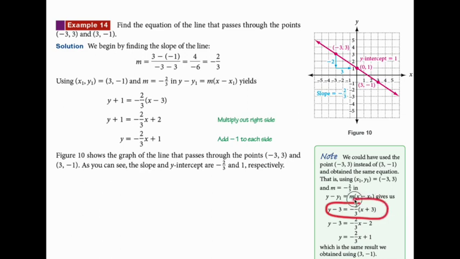This line looks different than this line, but it's not different. If you solve this for y and put it in slope-intercept form, you're going to get the same answer. So the takeaway from this is that if you have 2 points, it doesn't matter which one you pick when you plug it into your point slope form.